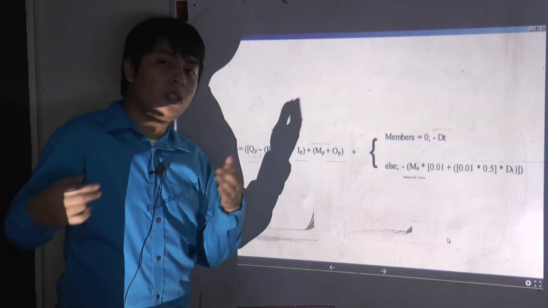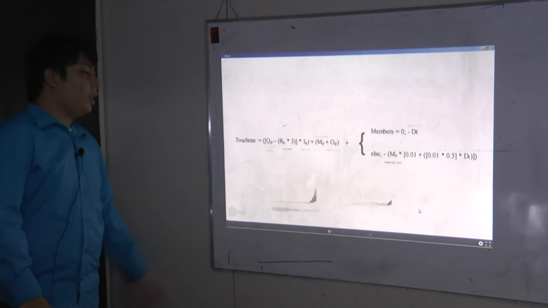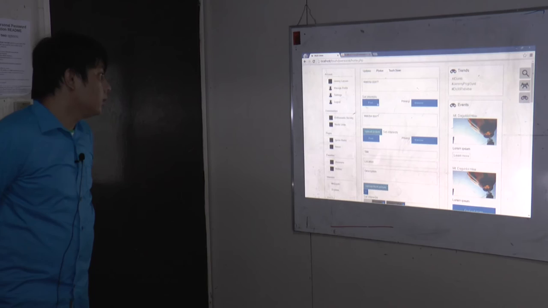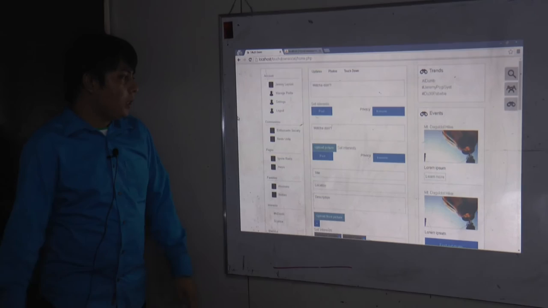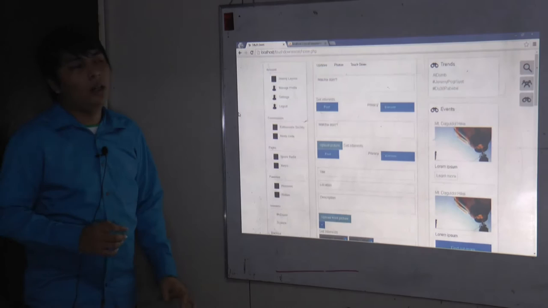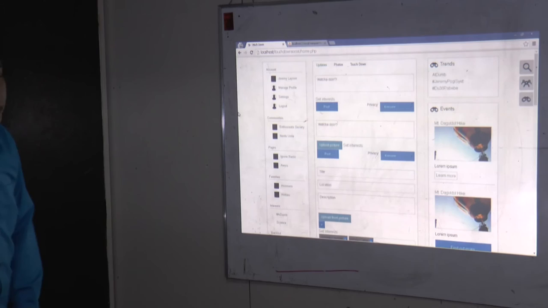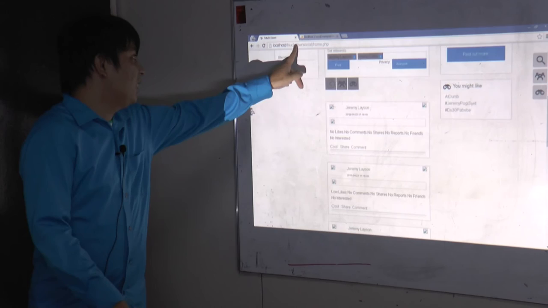So just to give an example on the website. This is an example of the TouchDown website, which implements the TouchDown algorithm. This is just an example. This is not a finished website yet, but this is how I visualize it. So the images are not working yet.